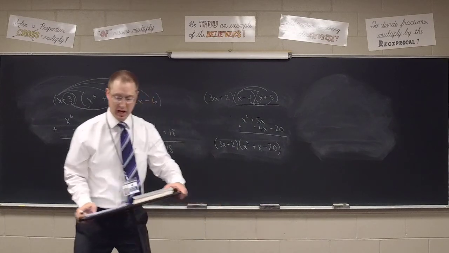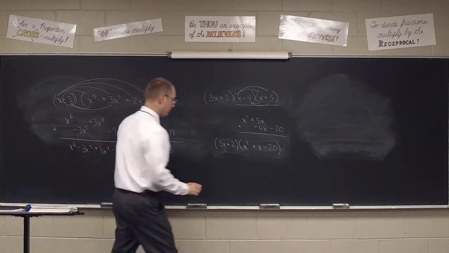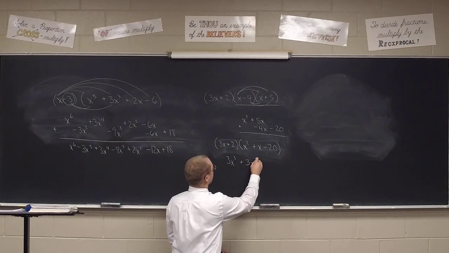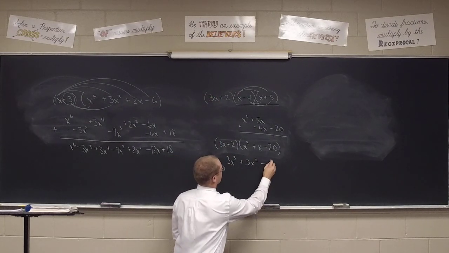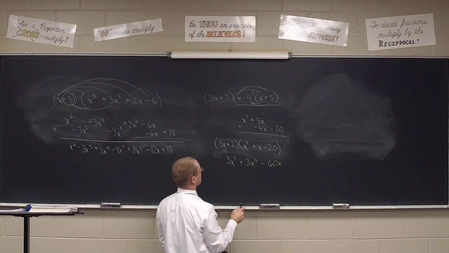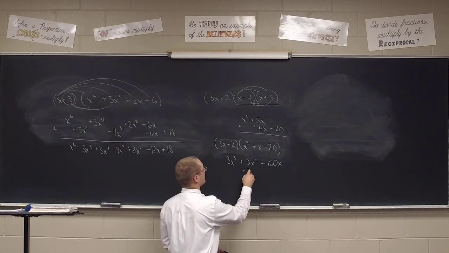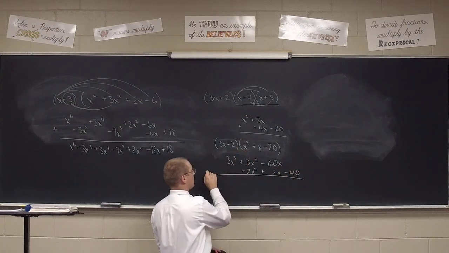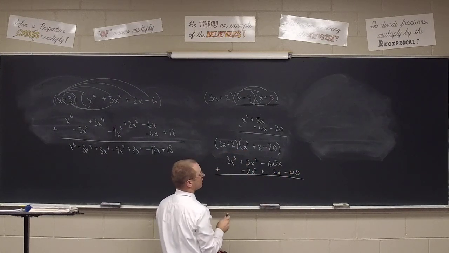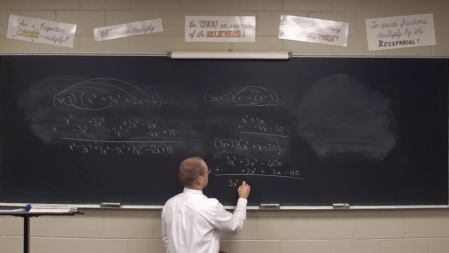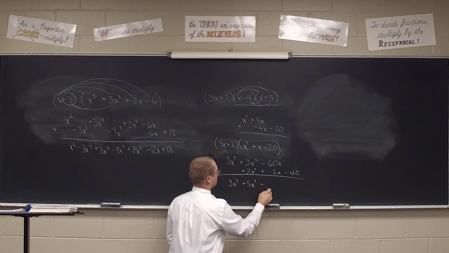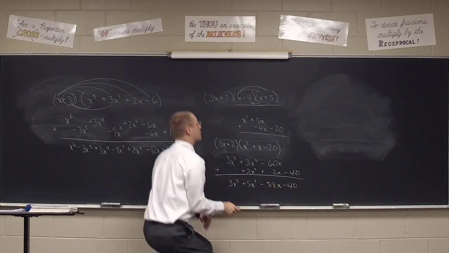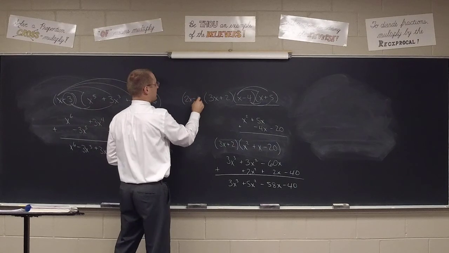All right, so now do that double distribution. 3x cubed, positive 3x squared, negative 60x, 2x squared, positive 2x, negative 40. And then we have those partial products. 3x cubed, 5x squared, negative 58x, negative 40.